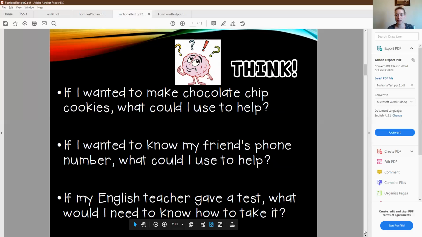okay? So I want us to look at these examples. If I wanted to make chocolate chip cookies, what could I use to help me? So I'm sure many of you guys have made cookies before. What do you guys use to help you when you make cookies? If I wanted to know my friend's phone number, what could I use to help? Okay. So some of you guys might look it up in your phone. Okay. But there's also another thing we can do to look up that information. Then the last scenario is, if my English teacher gave a test, what would I need to know how to take it? So what would I use to help me take it?